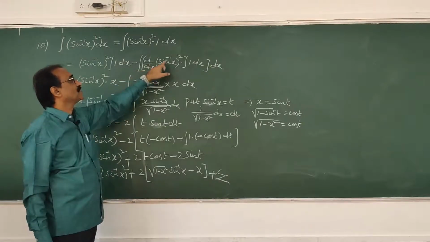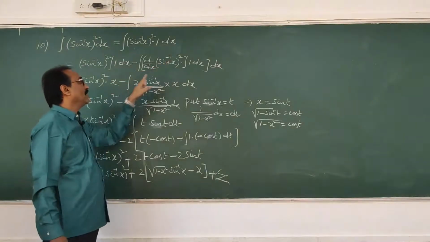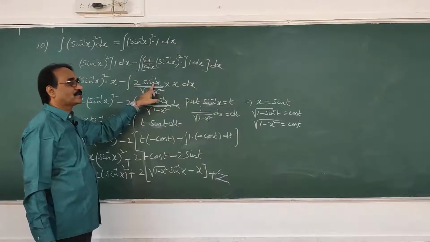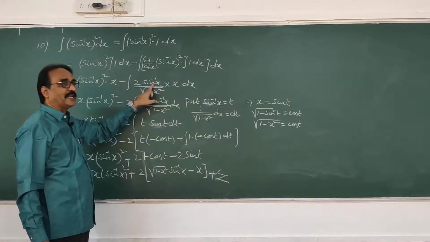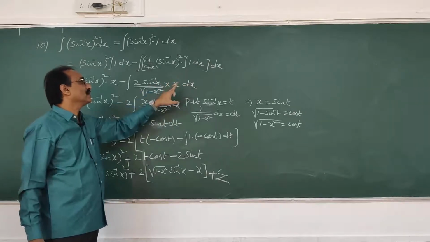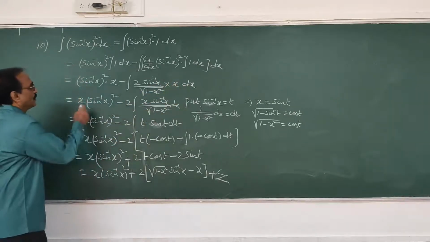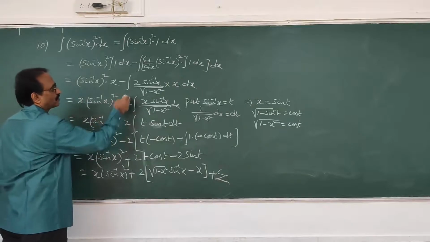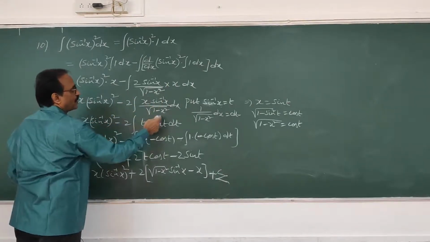What is the derivative of sin inverse x whole square? X power n formula, n into x to the power of n minus 1. Since it is not x, the derivative of sin inverse x is 1 by root of 1 minus x square. Integral of 1 is nothing but x. Now x sin inverse x whole square minus 2 into x sin inverse x by root of 1 minus x square dx.